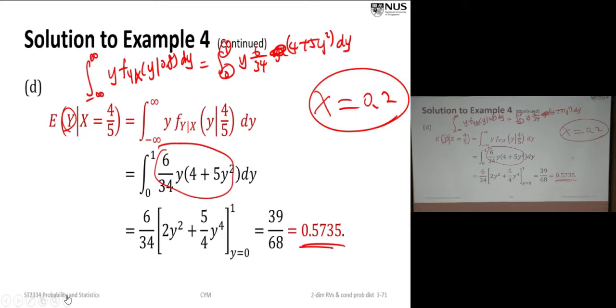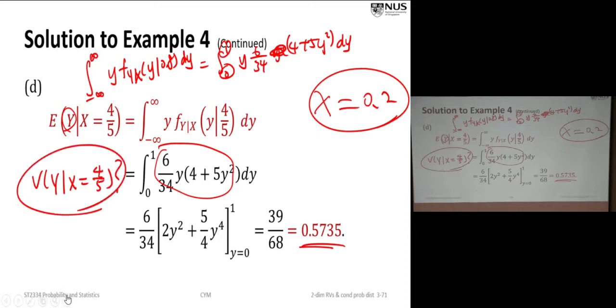What I did not ask, you can do it yourself. Can we do this one? What is the variance of this random variable y given x equal to 0.8? It's nothing new. You just work on the conditional distribution and substitute x equal to 0.8. After you substitute, everything is just a function of y. Then you try to find the variance of y. Usually you will look at the expectation of y squared first, and then minus the square of the expectation of y, or in other words, minus the square of this number.